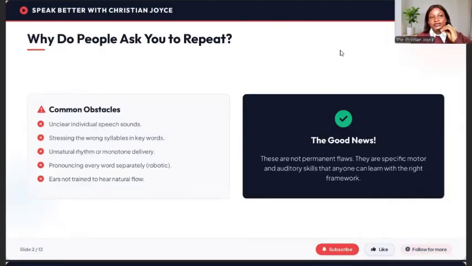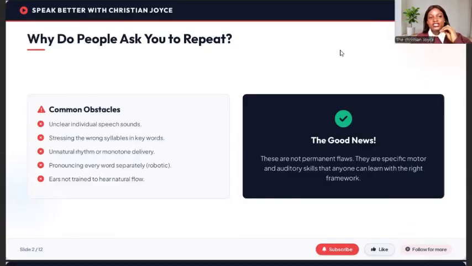Before I show you how to do that, let's talk about why people ask you to repeat yourself each time you speak. I'll be sharing some common obstacles. And the first is unclear individual speech sounds. Probably you're not pronouncing the sound properly. That's why people are asking you to repeat yourself. Secondly, you are stressing the wrong syllables in the keywords. I will dive into that later in this video.